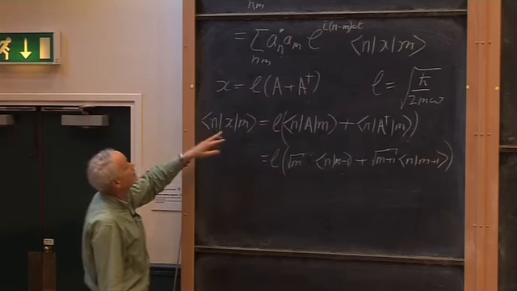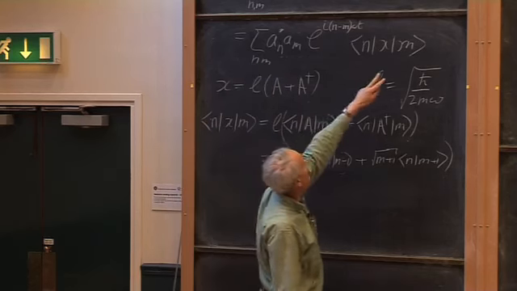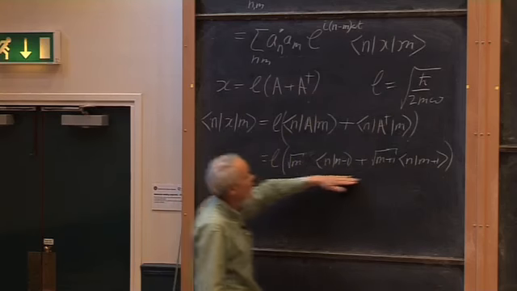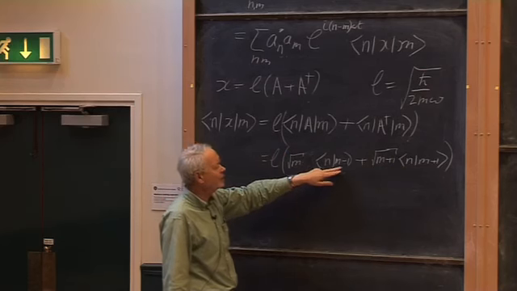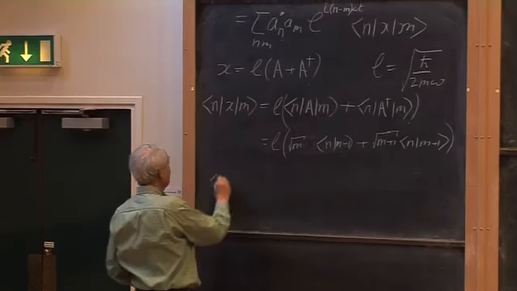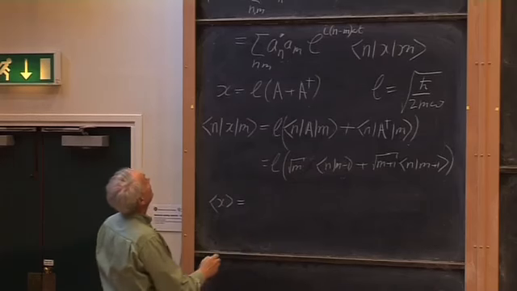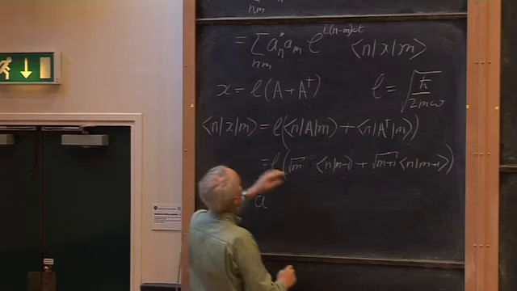And what we want is, we have here a sum over n and m. Let's do the sum over m first, bearing in mind that this is a sum of a delta n, m minus 1 and a delta n, m plus 1. So for our oscillator, the expectation value of x is going to be, okay, let's take this first one.